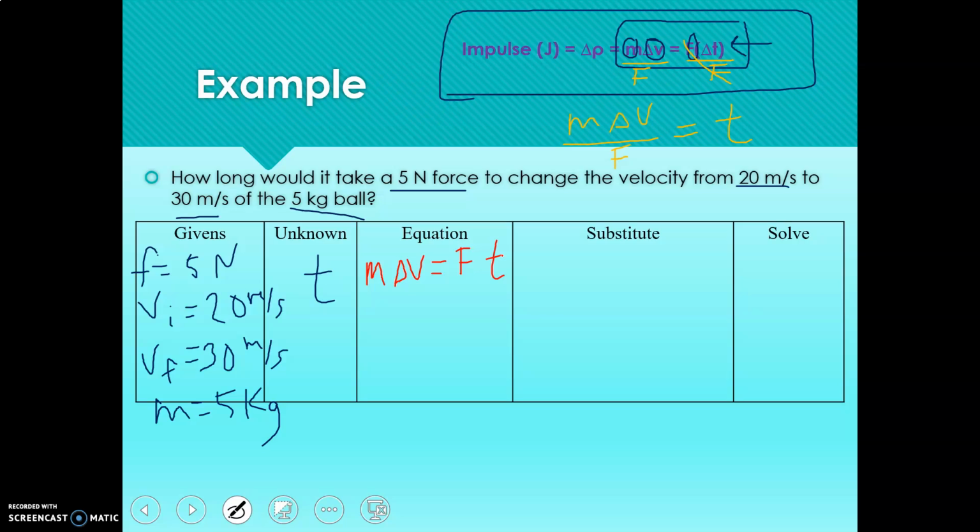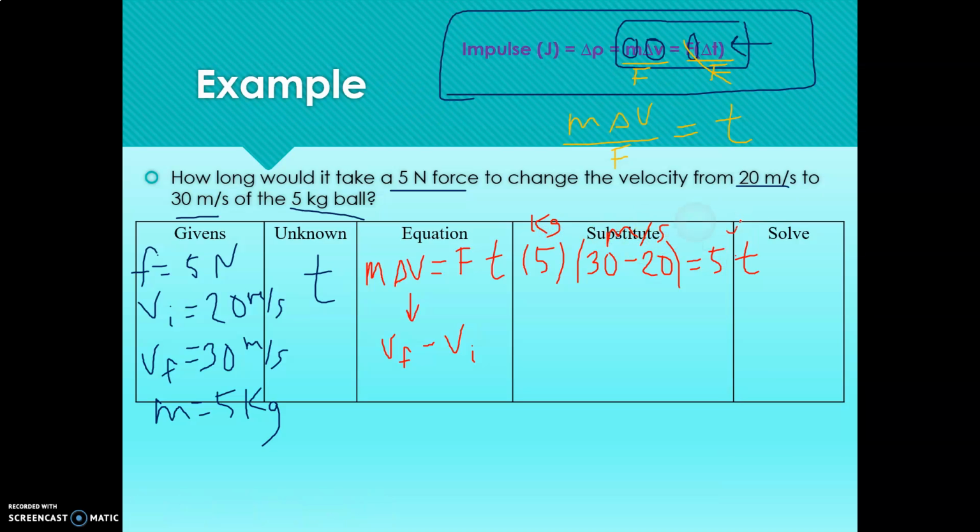Now we're going to substitute. So the mass was 5. The change in velocity was 30 minus 20, because remember, change in velocity means that we're going to be doing final velocity minus initial velocity, equals 5 newtons times t. Okay, and I left out the units just for the sake of me writing on a laptop screen, but you're more than welcome to write it in your notes and include the units. So this would be kilograms, this would be meters per second, this is 5 newtons.